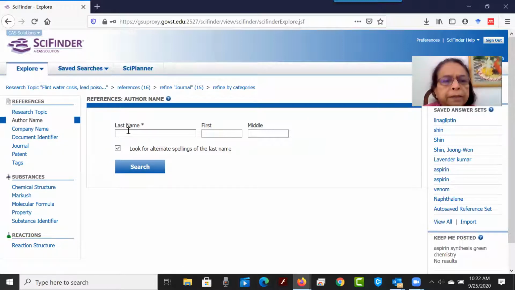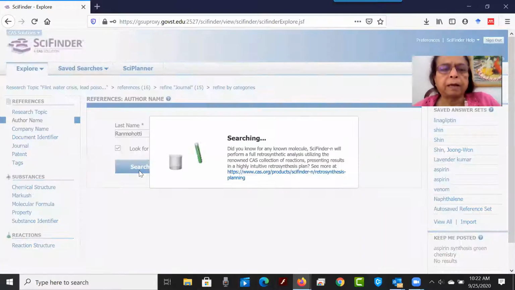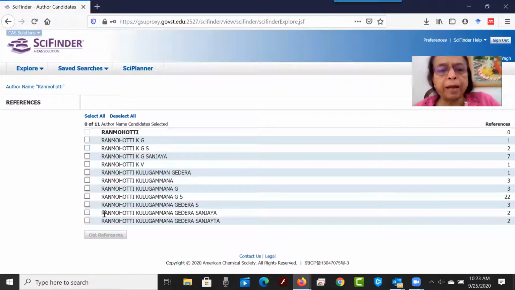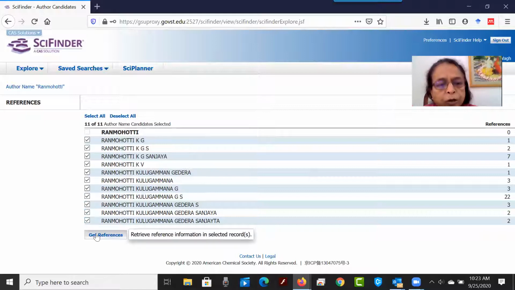I'm going to give you an example of Ranmahoti. You know him. He's in the division. And you will see how many ways his name is spelled. This is all the spellings for him. Now, how do you know which is him and which is not him, right? So I'm going to look at all of these and say, let me look at them. And this is what you're supposed to do.